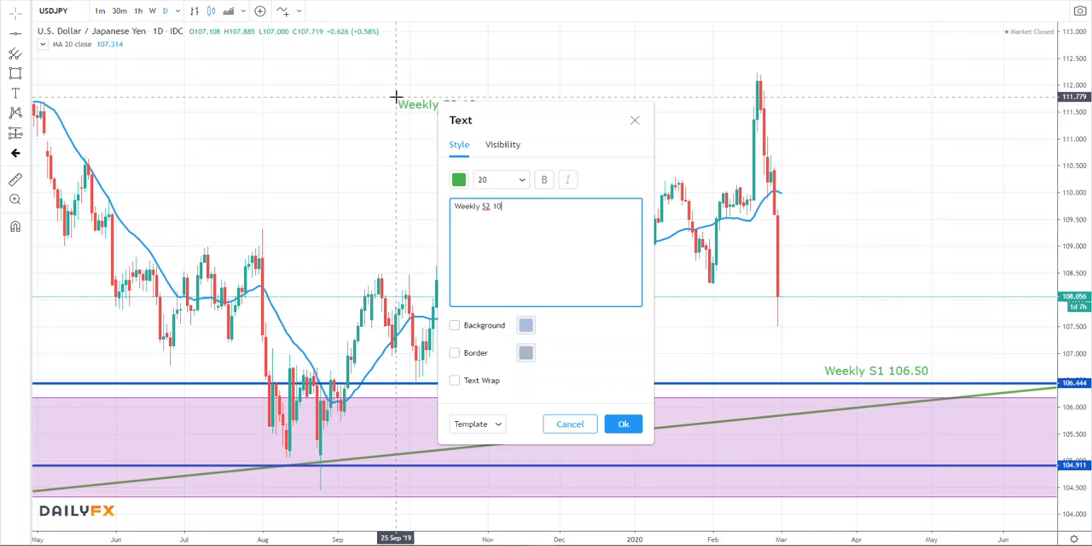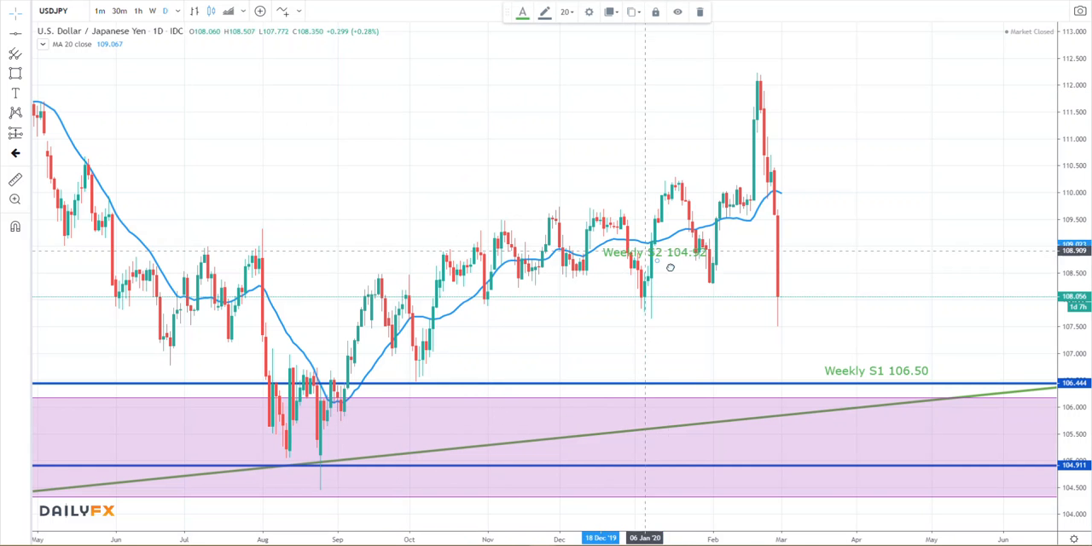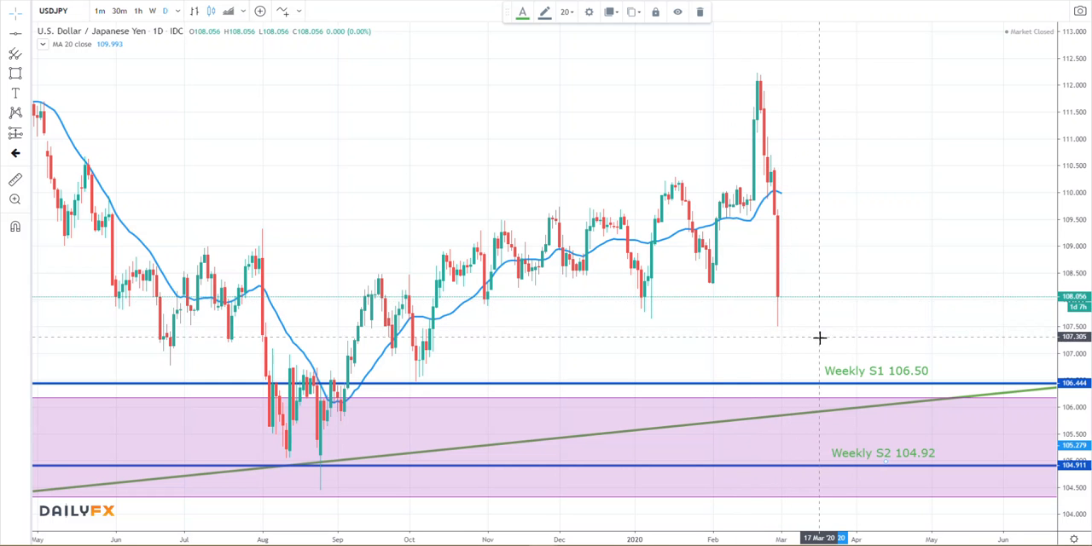S2. Okay. So right there. Now, if we look at this, we could possibly see a parallel. I also see some short-term support here. What about this 107 mark? Let's go ahead and map out some more.